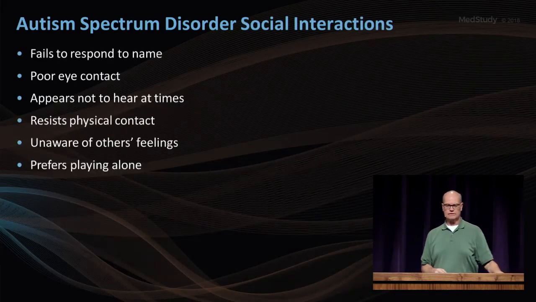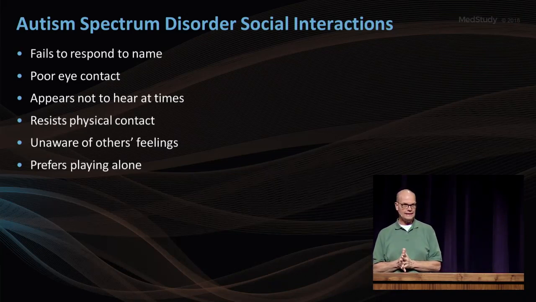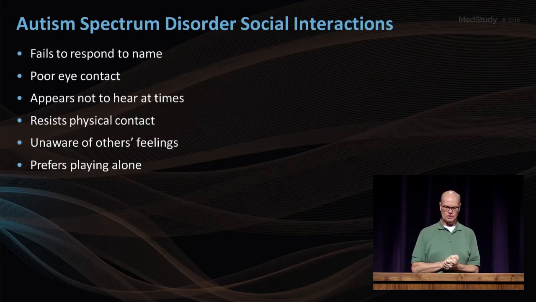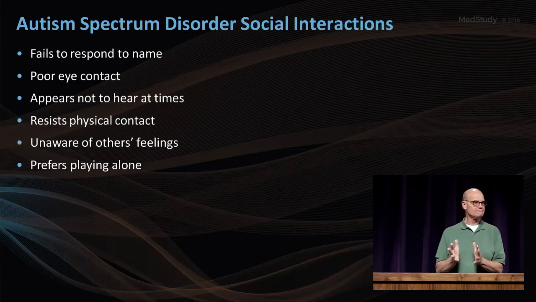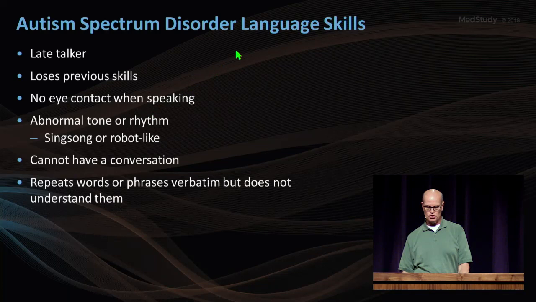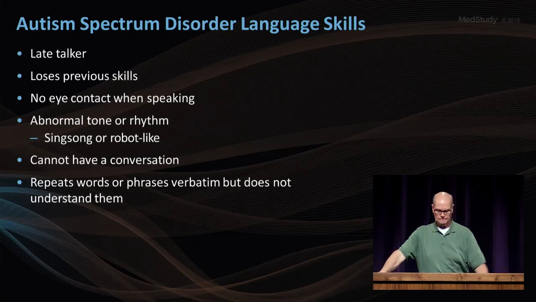Social interactions that you may read about in a vignette are outlined here. Poor eye contact, failure to respond to name, resisting physical contact. A lot of it sounds sort of similar to the child with apathetic withdrawal and failure to thrive that we mentioned earlier. That's social interactions. These are concerning language skills, and this is probably the most common presentation of children on the autism spectrum in regards to a delay in language skills.